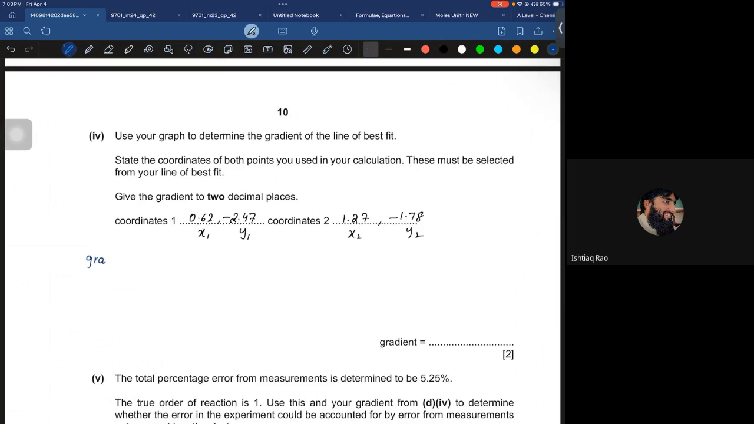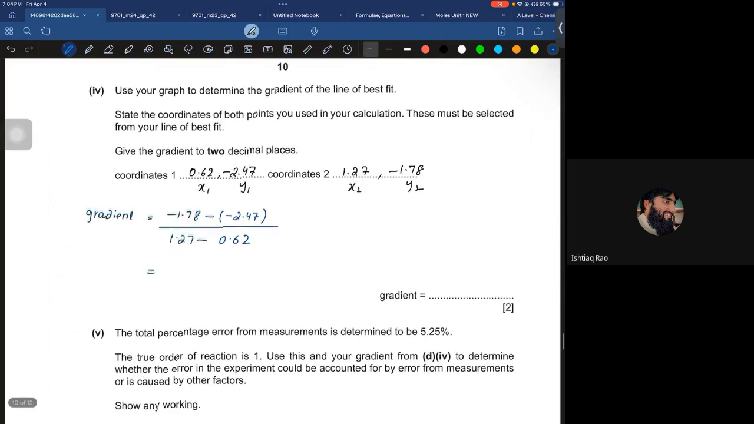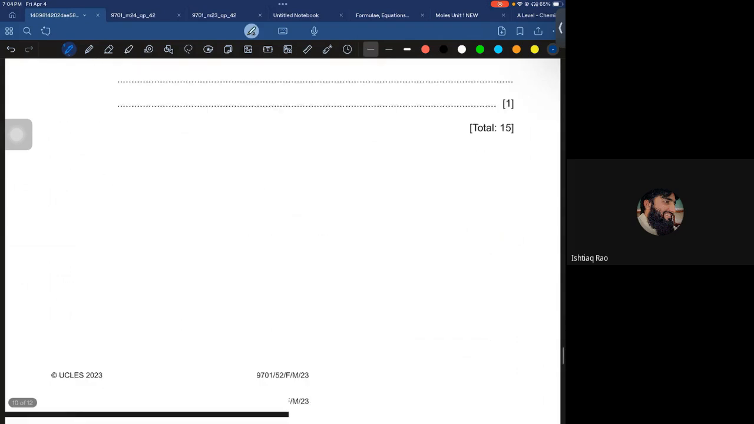So gradient is equal to negative 1.78 minus negative 2.47, right? Okay. Then x2 is 1.27 minus x1 is 0.62. Got it? So I would be getting the gradient. Okay, that's easy, right? Got it?